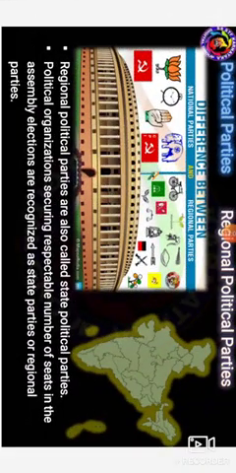Next, the regional political parties. The regional political parties are also called state political parties. In many states, the regional parties have formed governments by their majority: DMK, AIADMK in Tamil Nadu, Asom Gana Parishad in Assam, Telugu Desam in Andhra Pradesh, Shiv Sena in Maharashtra, Janata Dal (Secular) in Karnataka, Samajwadi Party in UP.